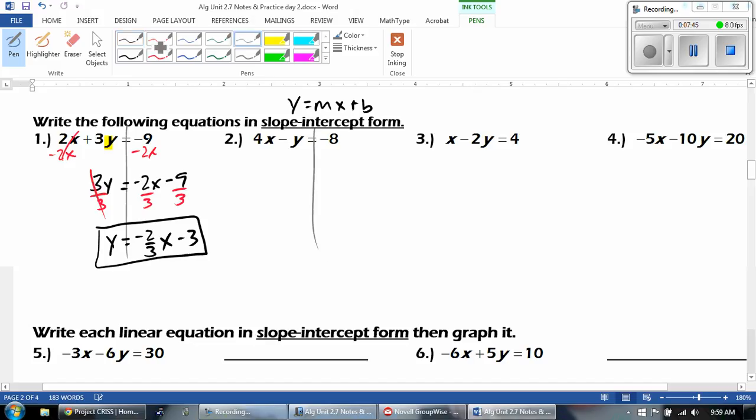All right, number 4. Once again, solve for y. So I have to subtract the 4x to the other side. Remember that that's a negative y equals negative 4x minus 8. And to get the y by itself, we need to divide by a negative 1, which leaves us y equals 4x plus 8.